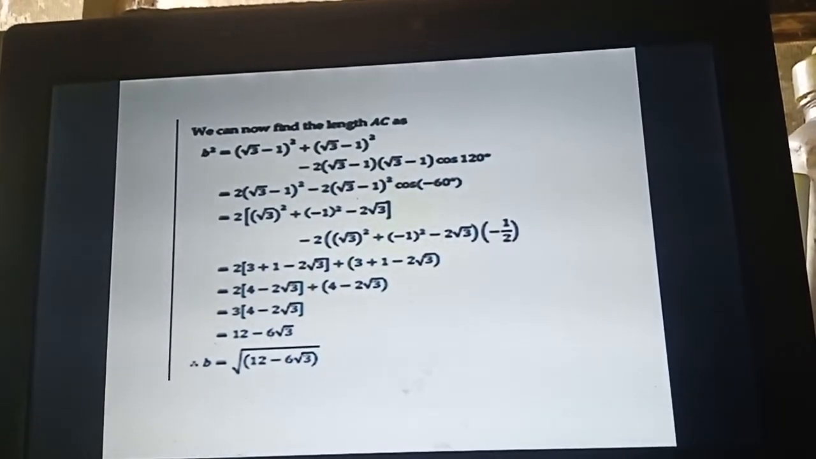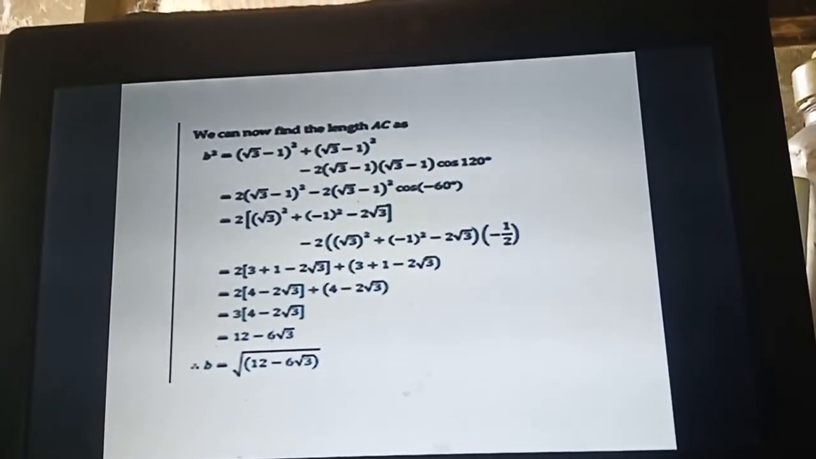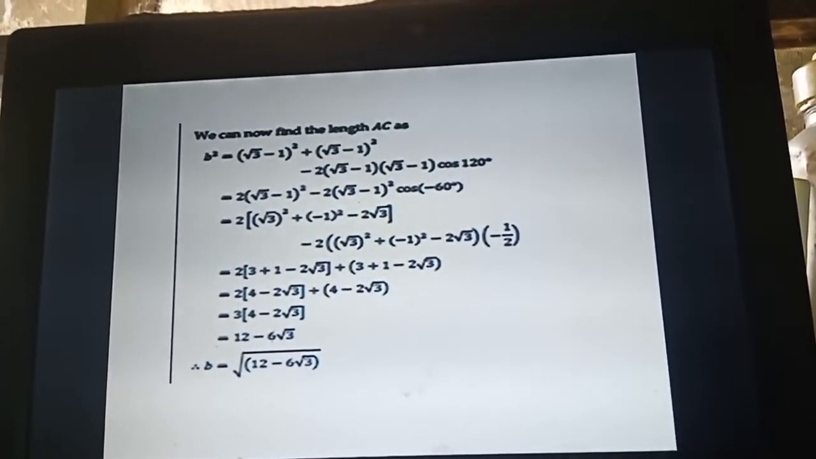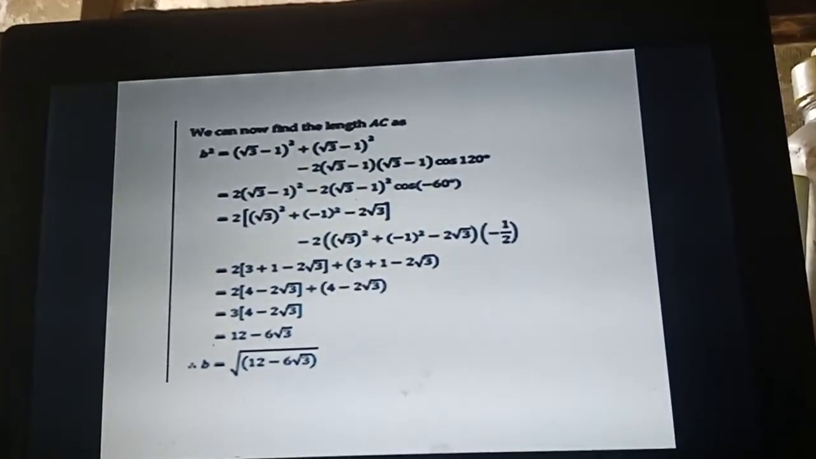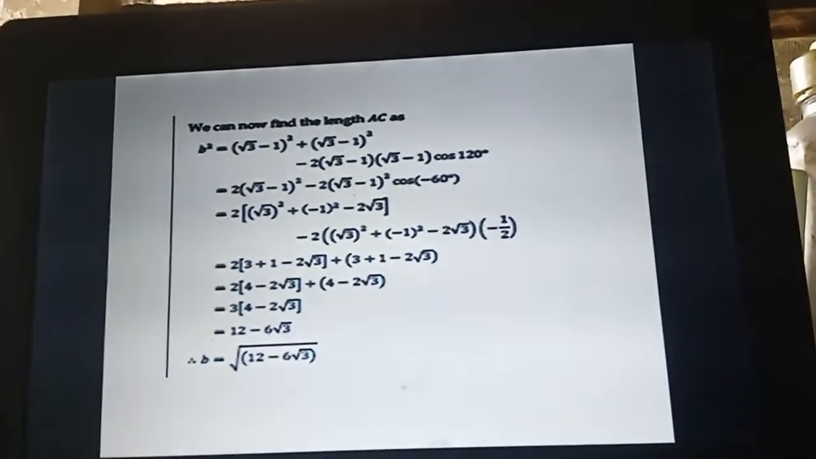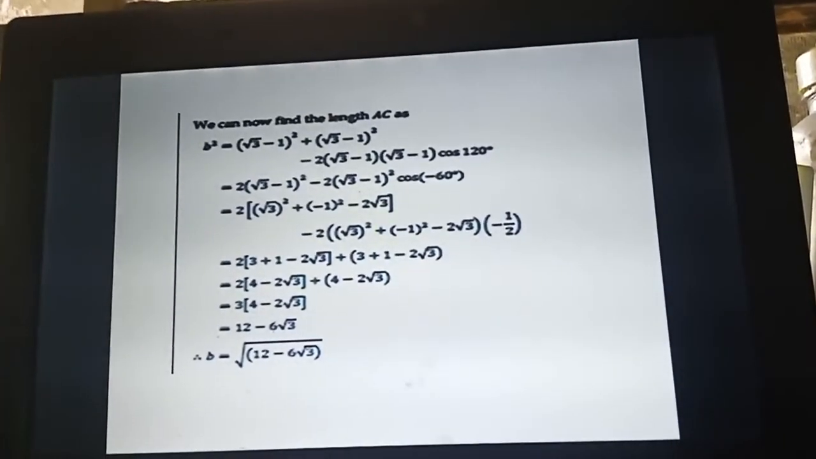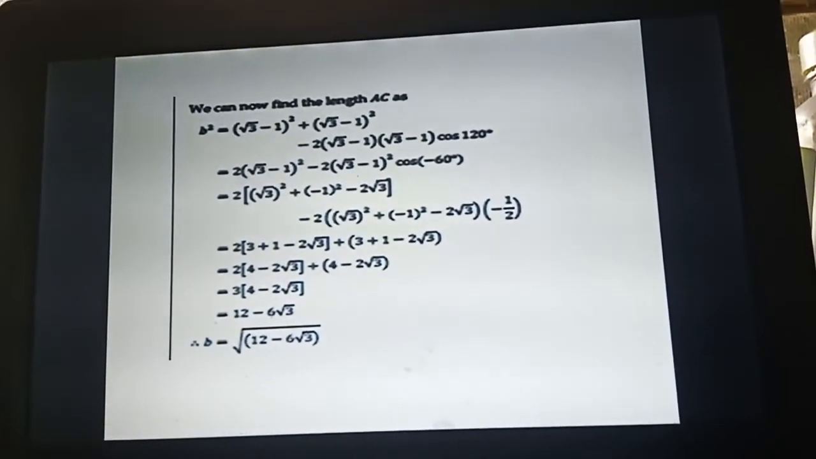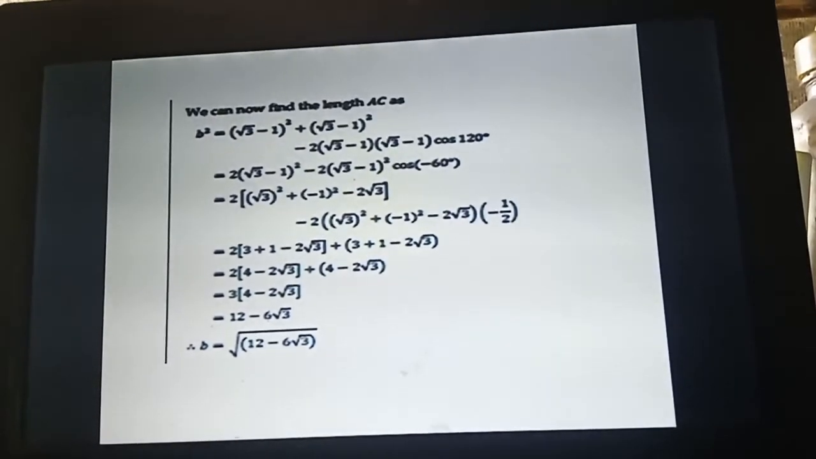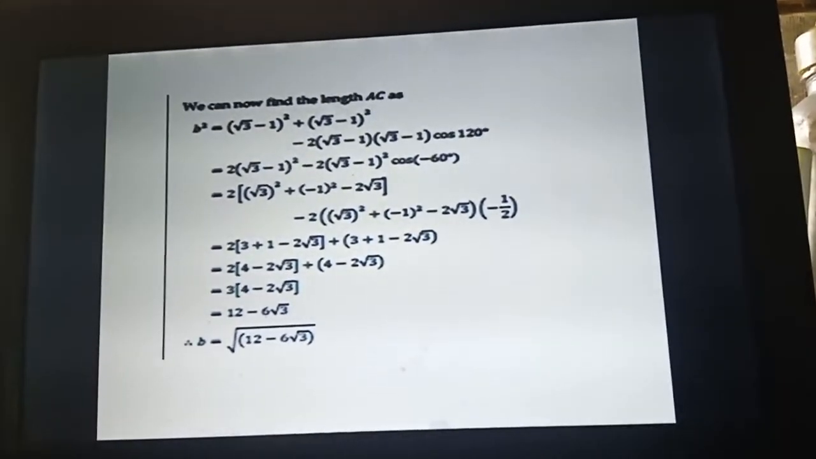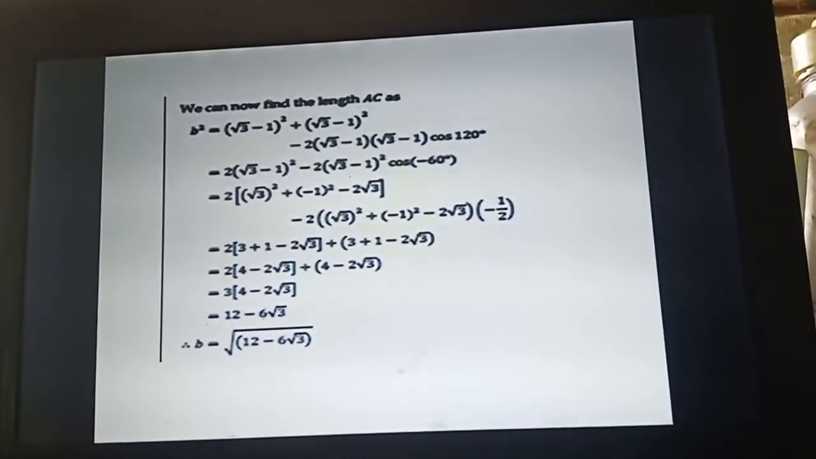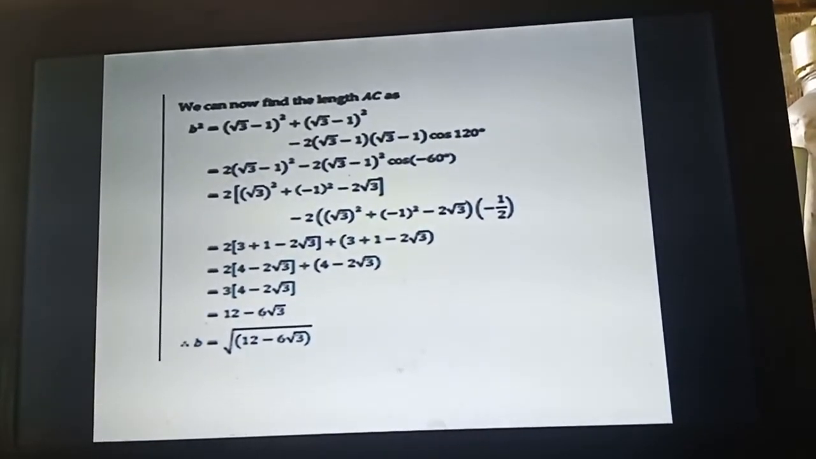2 into root 3 square plus minus 1 square minus 2 root 3, close the bracket, minus 1 over 2. You see, minus 2, 3 plus 1 minus 2 root of 3 plus 3 plus 1 minus 2 root of 3. Then you should add 3 plus 1, it will give you 4 minus 2 root 3.